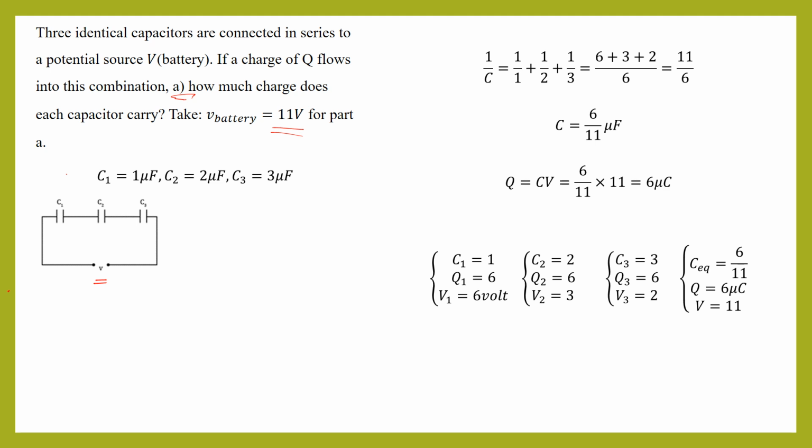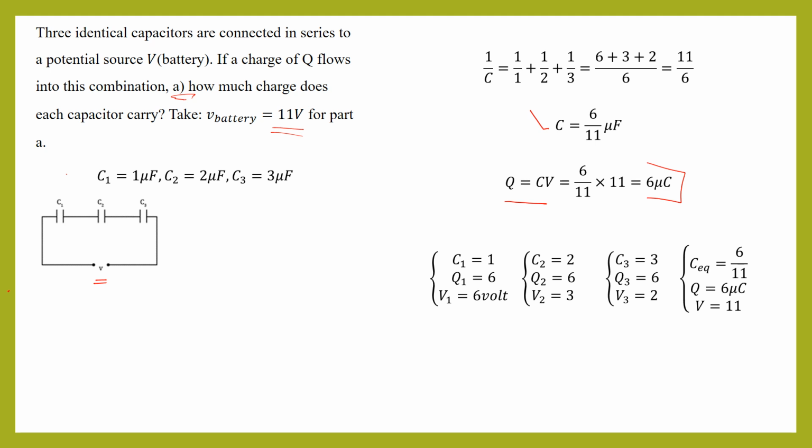What's your job right now? First, you have to calculate C total. Capacitors are connected in series. Then the last equation will be used. So this is 1 over C total. C, everybody, equals 6 over 11 microfarad. Q equals CV. Q total, everybody, is 6 microcoulomb. So up to here is easy.